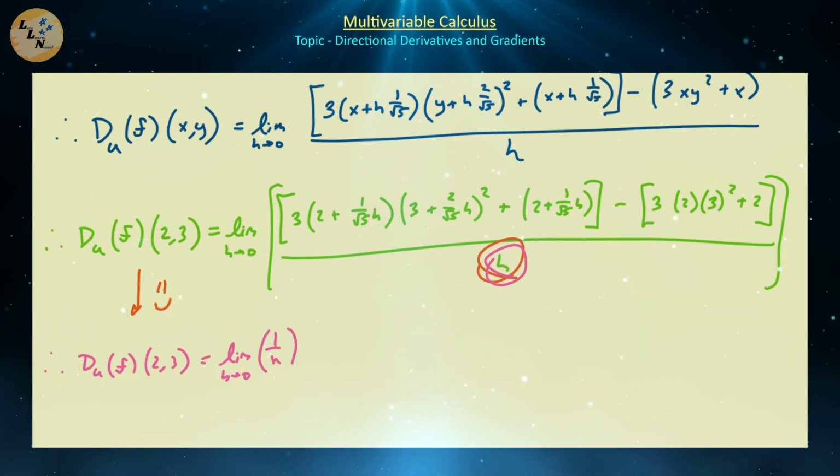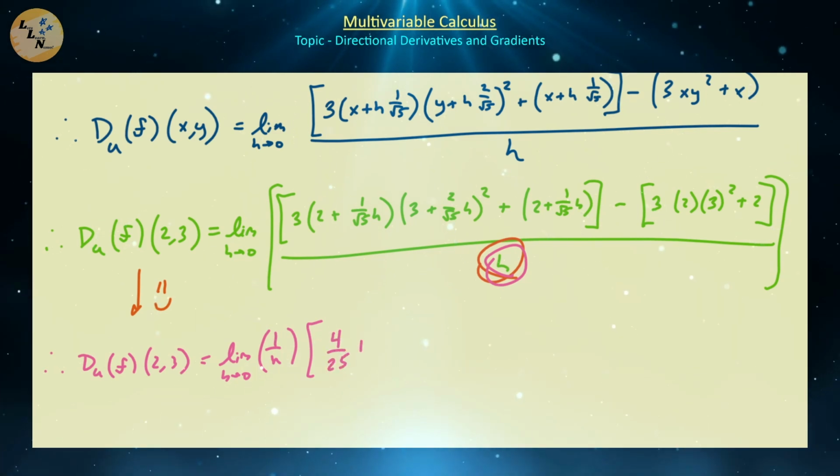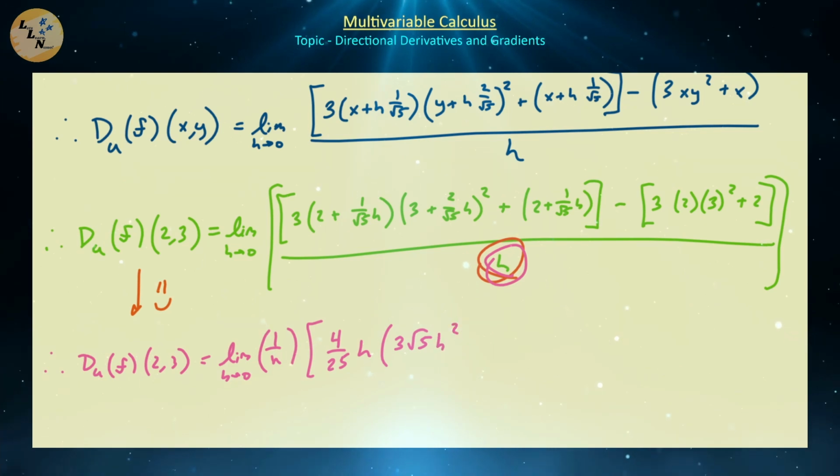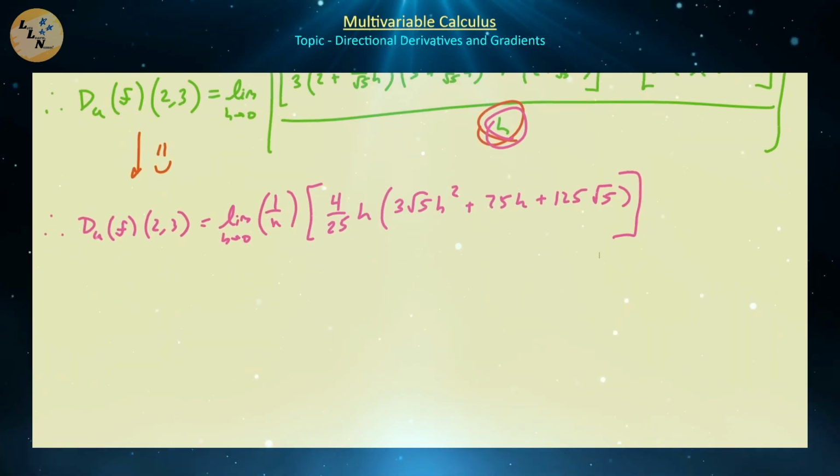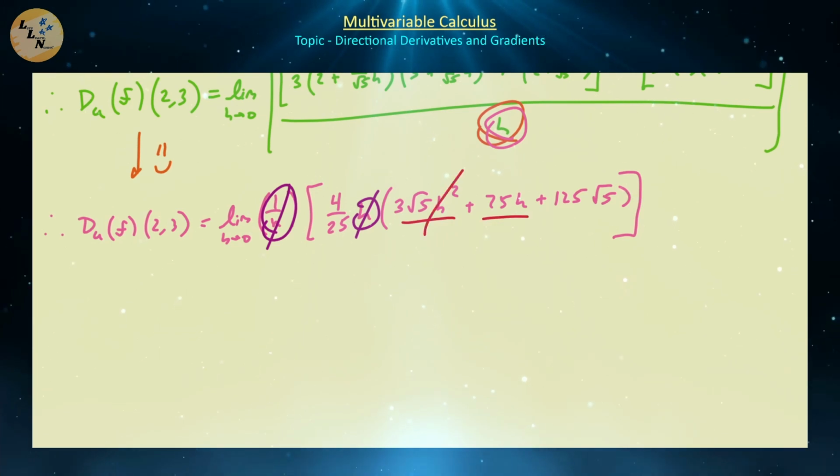So we're going to have 1 over h, and then times 4 divided by 25 times the bracket: 3 square root of 5 h squared, plus 75 h plus 125 square roots of 5. So we'll have that cubic function of h inside of the bracket and that h term in the front. Notice that we have an h there and an h already factored out for us, which is very nice. And then we can plug in this limit as h approaches 0 for that term, and those are going to disappear.